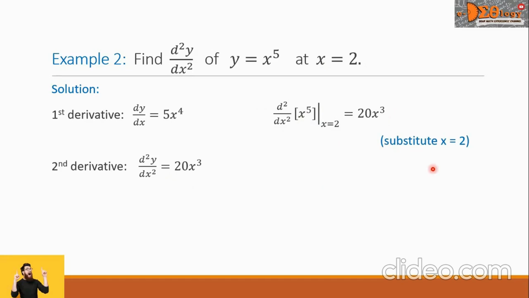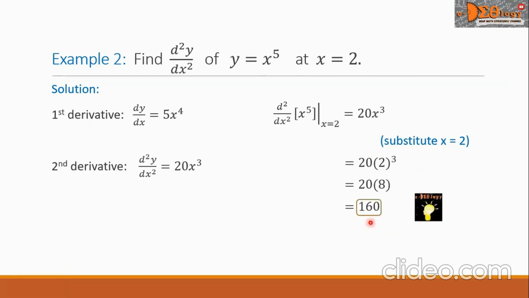Now, let us substitute the value of x is equal to 2. So we have 20 times 2 raised to 3. And this 2 cubed will give us 8. And 8 times 20 is 160. This is our final answer.